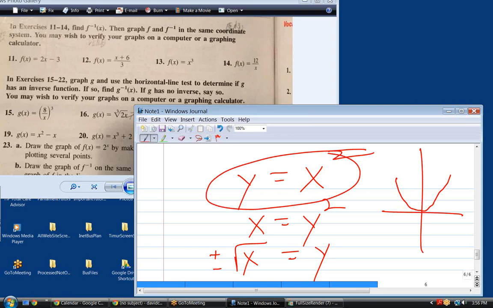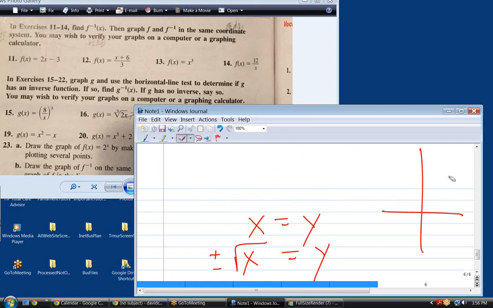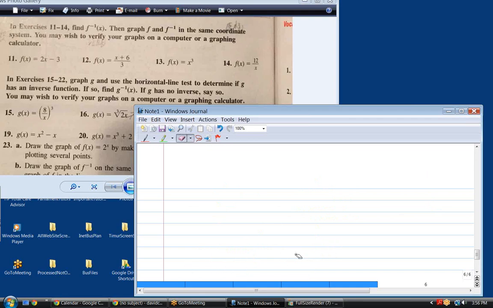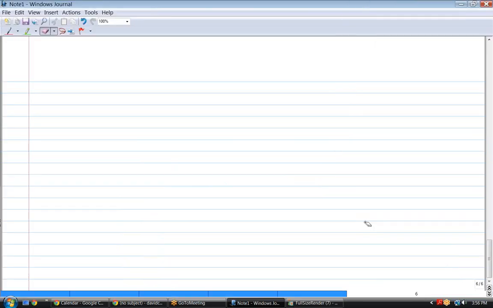Oh, I see. And there are a lot of functions like that, where they're not one-to-one, but if you restrict their domain, you can talk about them.